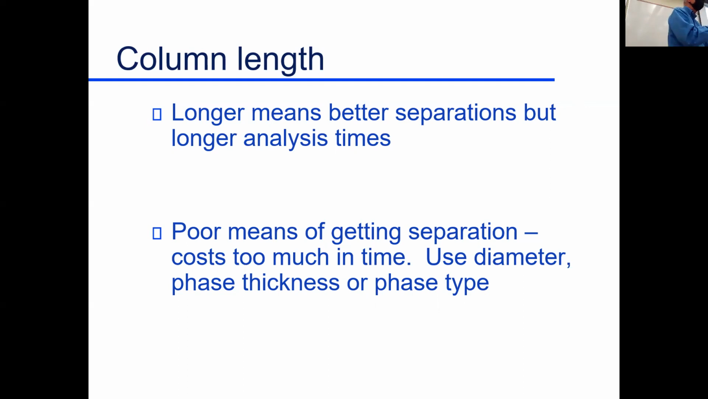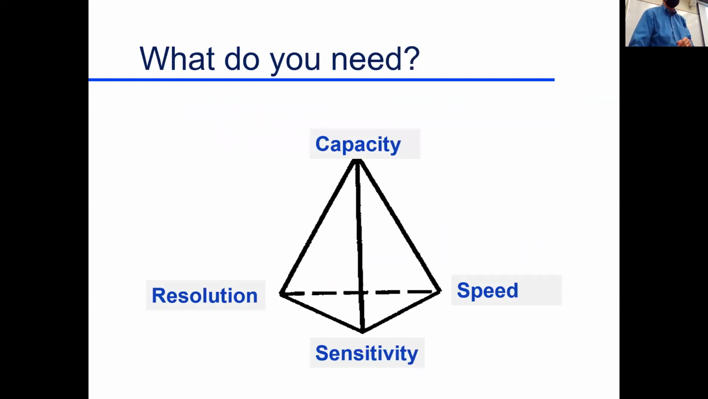I want to improve my separation by doing it smarter, in the sense of choosing your column, choosing your coating, choosing thickness, and so on. Long columns are used, but very seldom, for exactly that reason. Every time you go to something longer, it takes you longer. So it's kind of what do you need? What's most important to you?